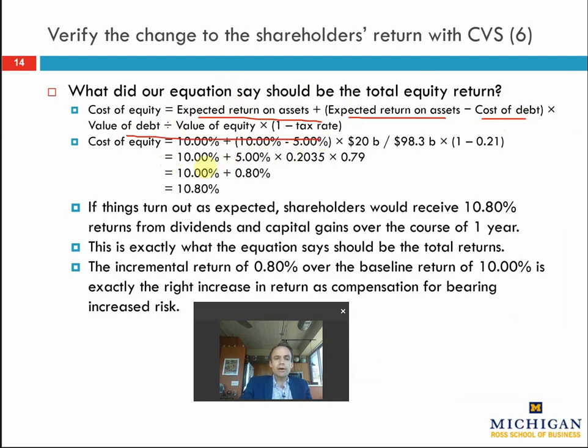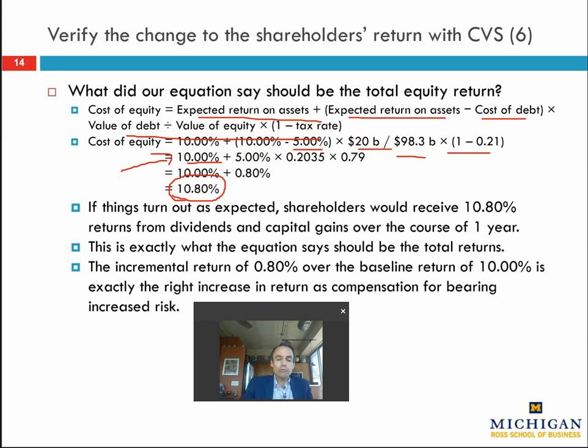Well, if you put our cost of equity for the unlevered firm, or the expected return on assets, at 10% in the equation, a cost of debt of 5%, and $20 billion of debt on $98.3 billion of equity, and multiply that by 1 minus the corporate tax rate, you end up here with a 10.8% return to the shareholders. So, according to our equation, we expect shareholders to earn a return of 10.8% a year.